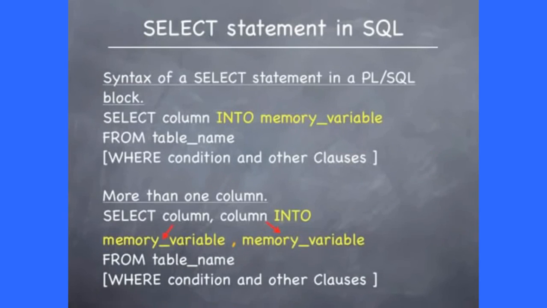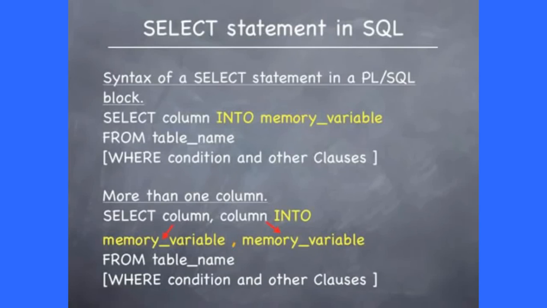The syntax of the select statement in a PL/SQL block is displayed on this slide. The first select statement reads as select column name into memory variable from table name, followed by an optional where clause or any other clauses. Notice the INTO memory variable, which is the most important part of this syntax. The INTO clause is how the value returned by the query is put into a memory variable.